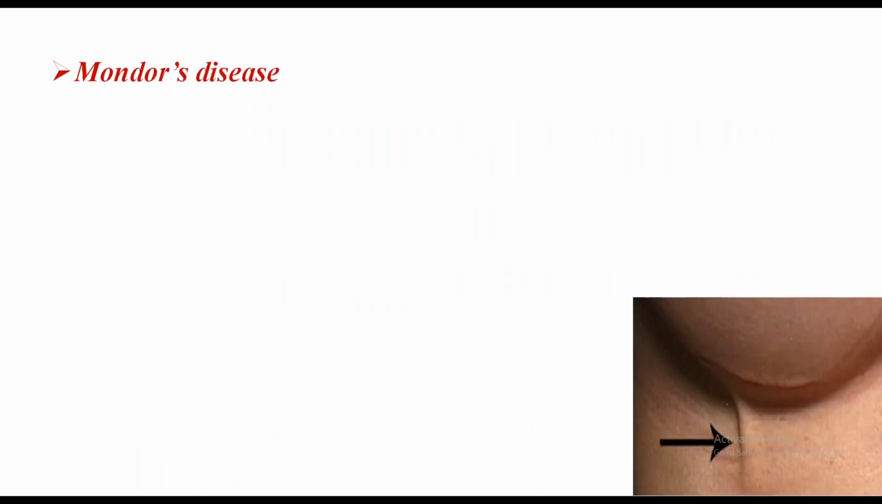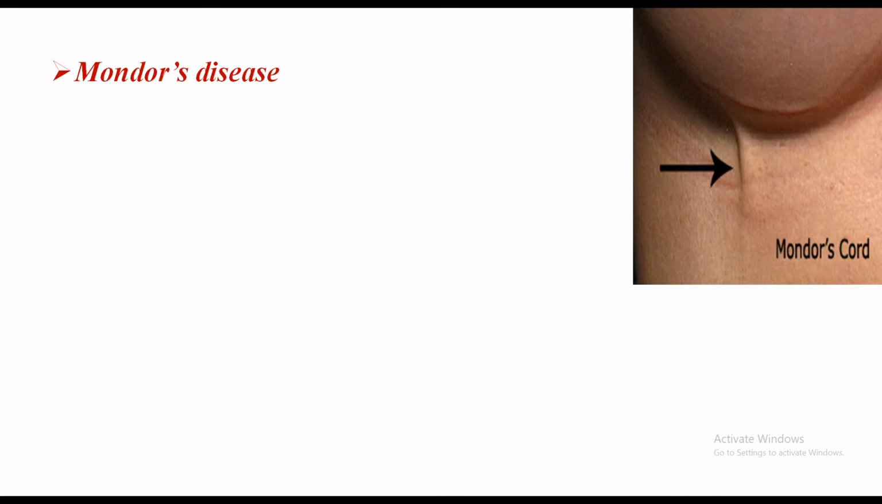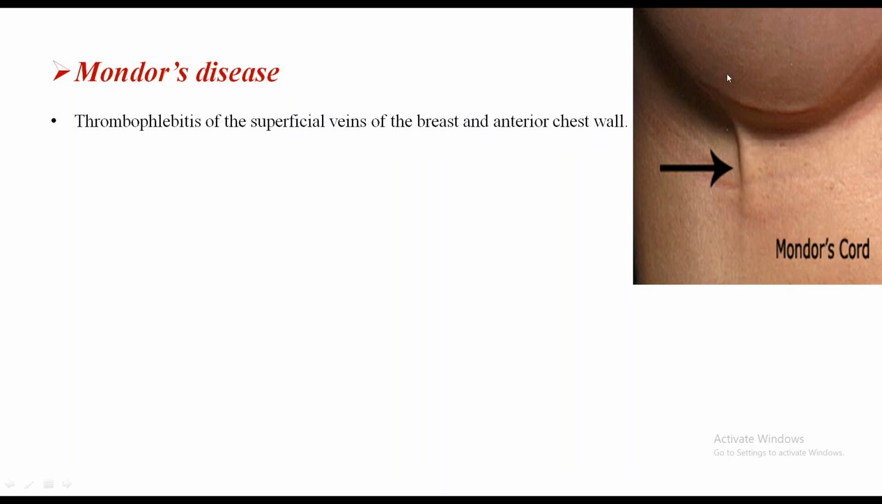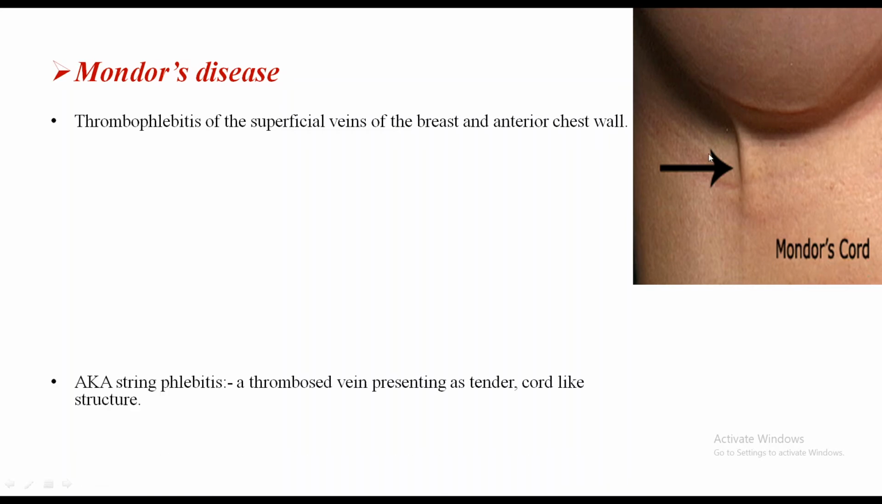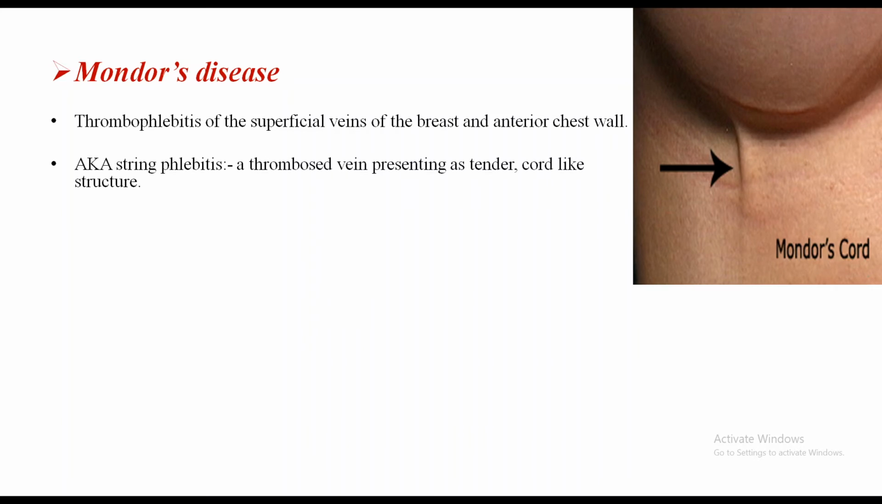There is a disease called Mondor's disease. This is the vein which is called Mondor's cord. Let us learn what Mondor's disease is. It is thrombophlebitis of superficial veins of the breast and the anterior chest wall. So this is thrombophlebitis of the vein of the anterior chest wall, going into the breast. It is also known as string phlebitis, that is, a string of thrombosed vein presenting as a tender cord-like structure.